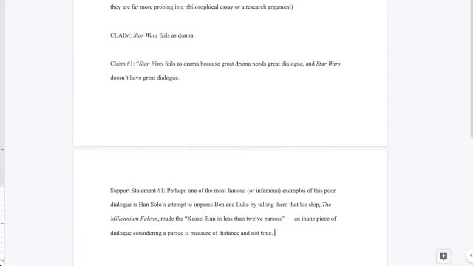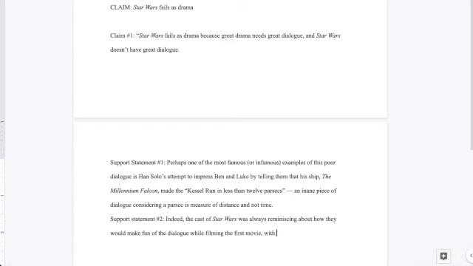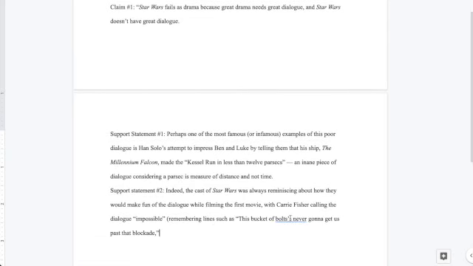But notice now what I've done. I've made a claim: Star Wars fails as drama because the dialogue is bad. And I've provided an example of bad dialogue, and then I've explained that example. So that gives me basically three sentences that I can use for my paragraph. So the basic structure of an essay: claim, support for that claim, and transitions.